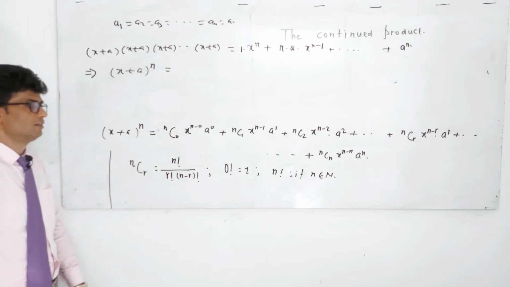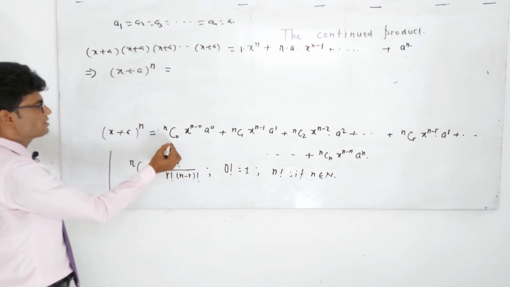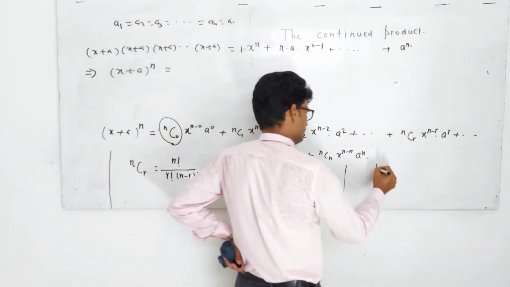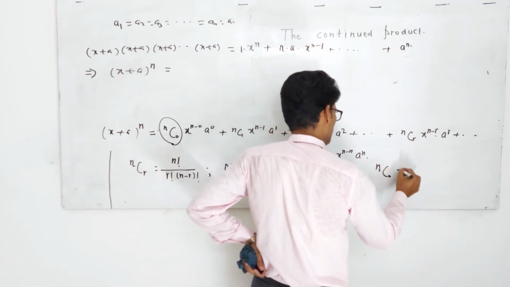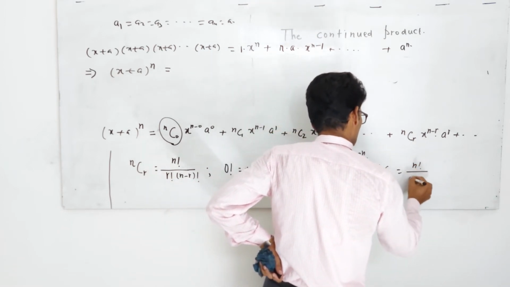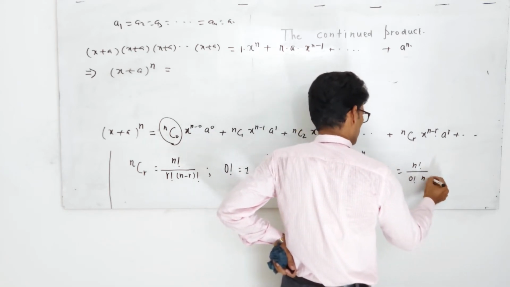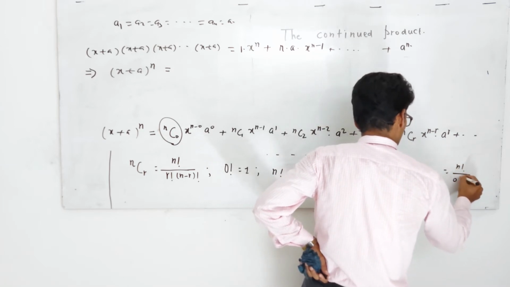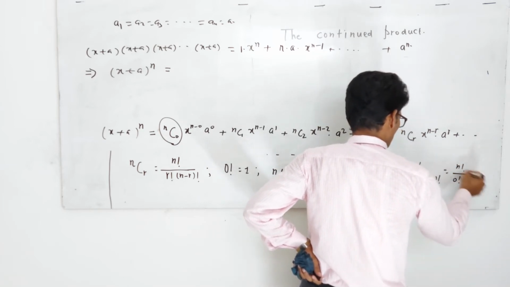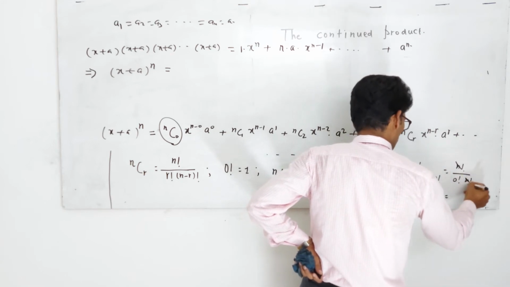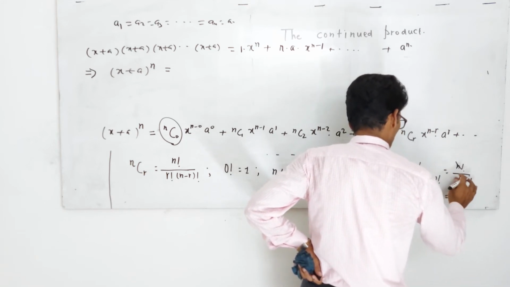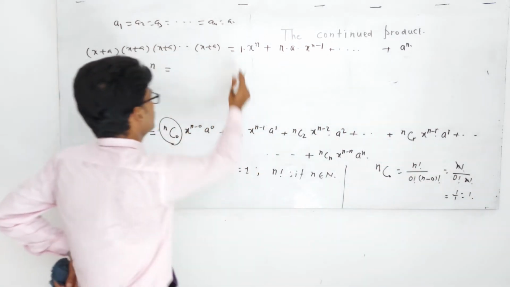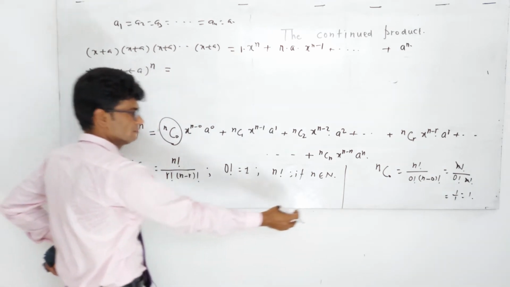This is the definition. So look at here, what is the value of NC0? Firstly, we write it like that: factorial n, factorial 0, factorial n minus 0. This comes out to be n factorial, 0 factorial, n factorial. So it is not 0, so it cancels out, and factorial 0 is 1. So it is 1 over 1, which is equal to 1.